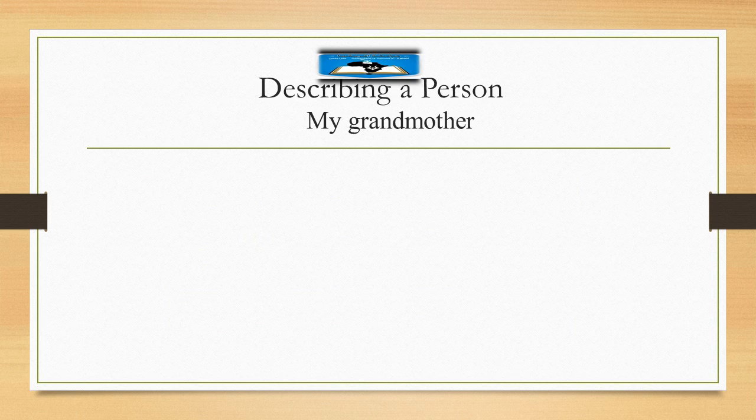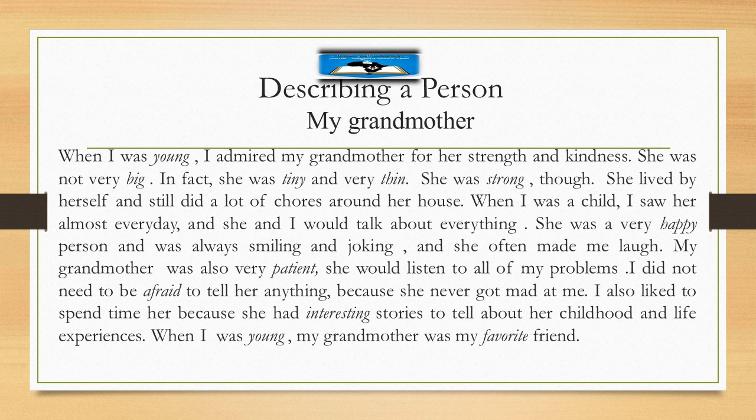Now that's about what we said about describing a place, but you can also use a descriptive paragraph to describe a person. And here's a paragraph about someone describing his grandmother. And of course, when you are describing someone, you are using adjectives to describe the physical characteristics as well as the personality. So let's read this paragraph together.